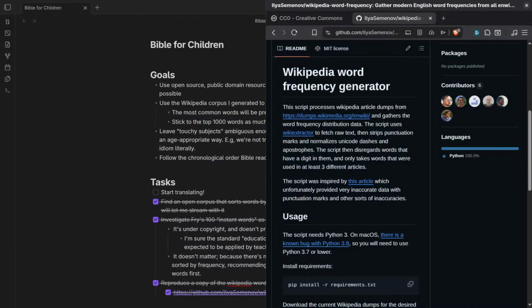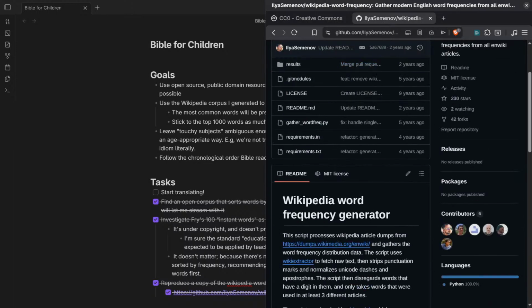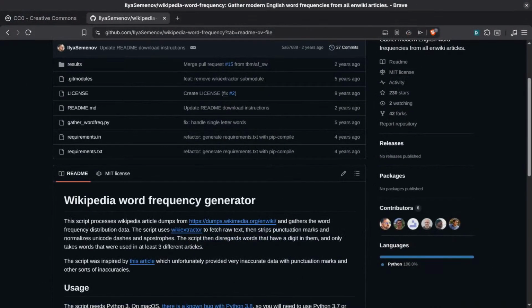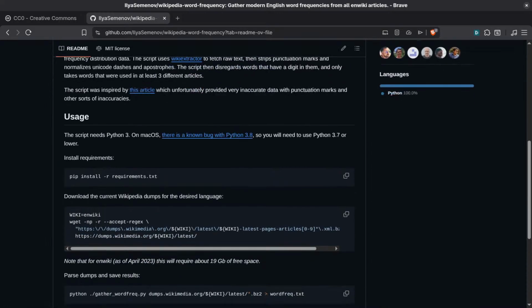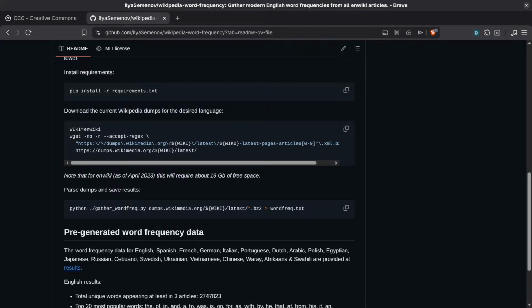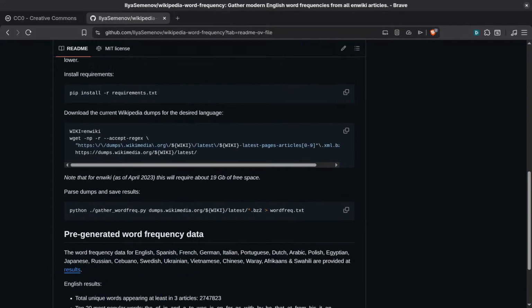So what I ended up doing was I used this tool to generate my own. And this is really cool. This is a tool provided by Ilyas Semenov. I'm pretty sure I'm saying that wrong. Wikipedia word frequency. And I basically downloaded the latest Wikipedia dump for English Wikipedia, and then created a word frequency analysis document that just lists the word frequencies and sorts them from most frequently to least frequently used. And the cool thing about this is this could be adapted to other languages.